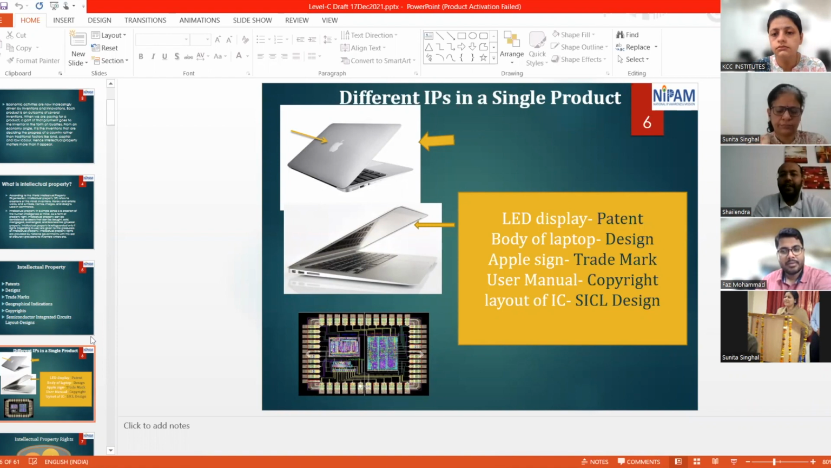Now, let us assume the LED display in the laptop. That is a patented thing. Second is the design of the laptop, meaning the outer looks of any product. The outer looks of this product come under design registration. Anything which has a different design, the aesthetics of the product, comes under the design part. Third is the trademark, that is the logo of the laptop.